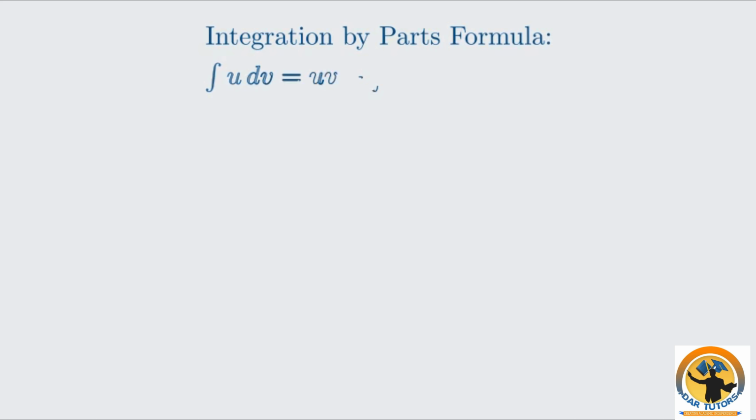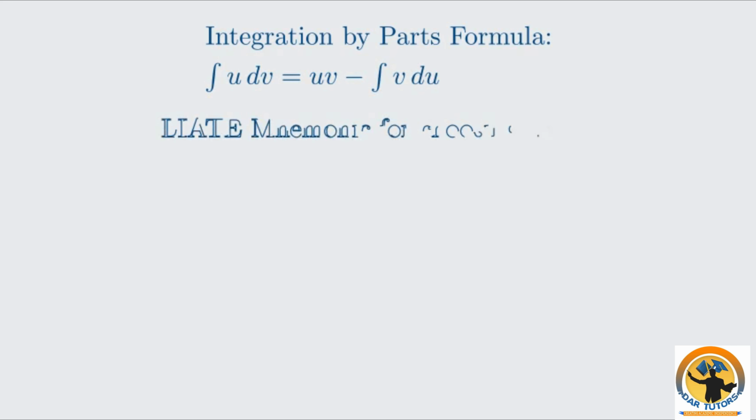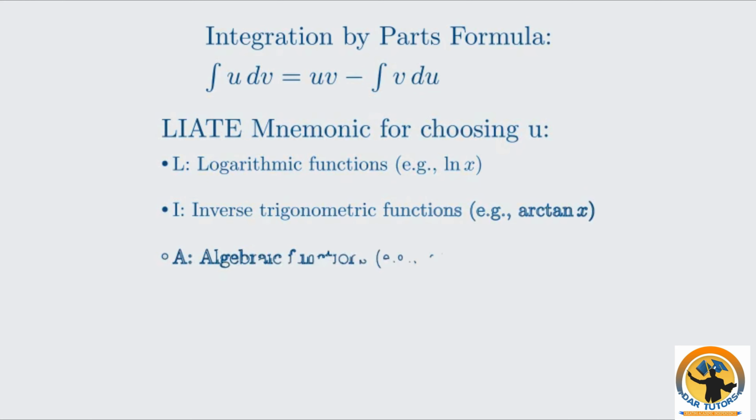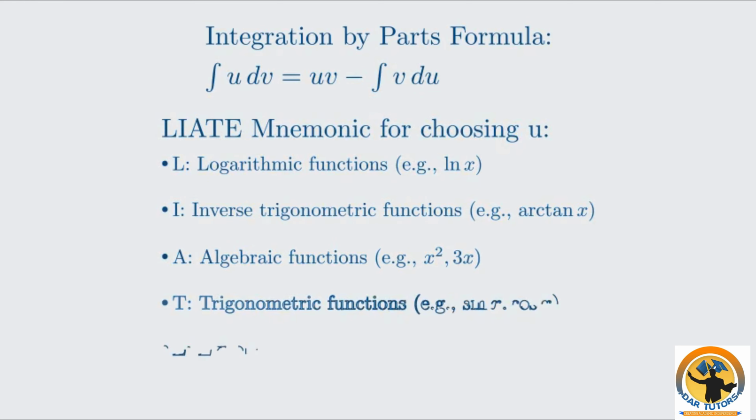Let's begin with integration by parts. This technique is used to integrate a product of two functions and is derived from the product rule for differentiation. The formula for integration by parts is the integral of u dv equals u times v minus the integral of v du. The key is to choose u and dv wisely. A helpful mnemonic for choosing u is LIATE. LIATE stands for logarithmic, inverse trigonometric, algebraic, trigonometric, and exponential. You should choose u as the function that appears first in this list.